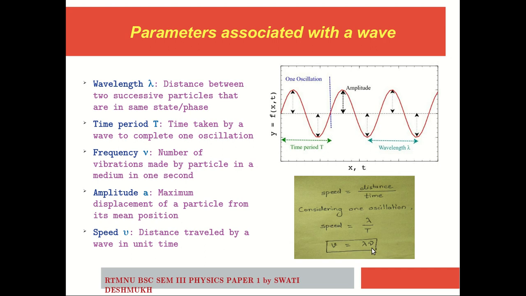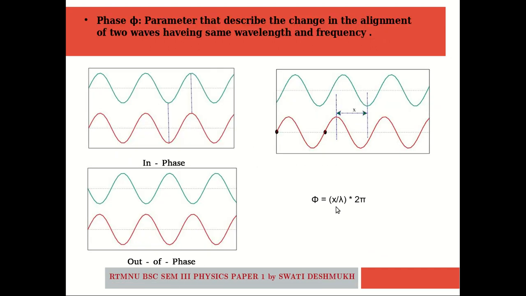The next parameter, a very important parameter associated with a wave, is the phase of that wave. The parameter phase is actually a relative concept. It gives the relation between two waves. It gives the comparison between two waves. So what does it describe? The parameter phase, denoted by phi, describes the change in the alignment of two waves having the same wavelength and frequency. It describes the change in the alignment between two waves.